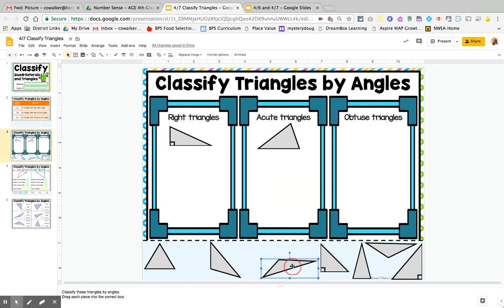Now let's try this one. Where do you think this one goes? Are there any right angles in this shape? There's not. There's not any shape that makes a perfect L mark in any direction. So there's no right angles, which means it can't be a right triangle. Try those acute triangles. How many acute angles do you see in that shape? 2. So could it be an acute triangle?